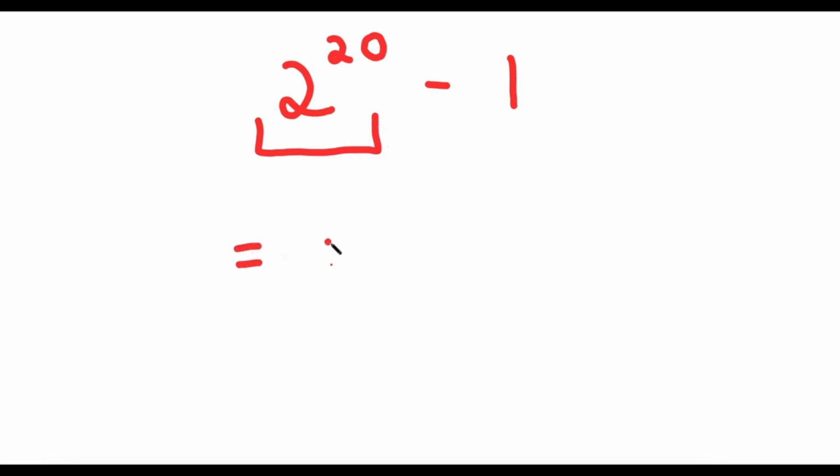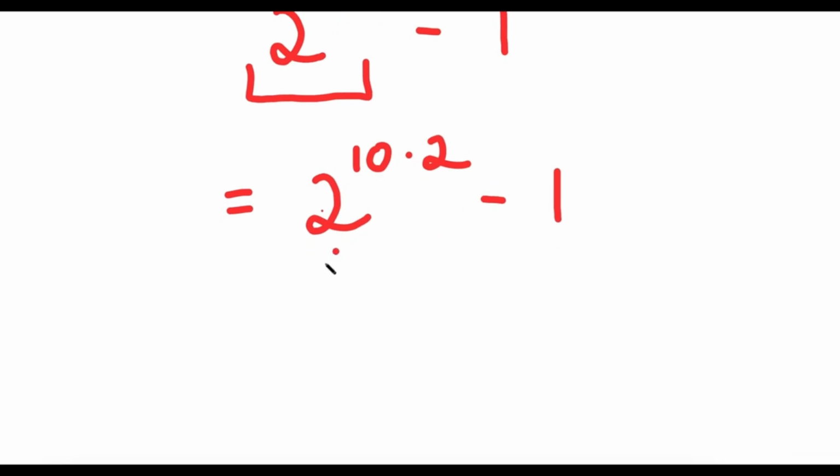Alright, so in this video, I'm going to be solving the problem 2 to the power of 20 minus 1. So I want to find the value of 2 to the power of 20 minus 1. To solve this, I'm first going to rewrite 2 to the power of 20 as 2 to the power of 10 times 2. So now I have 2 to the power of 10 times 2 minus 1.